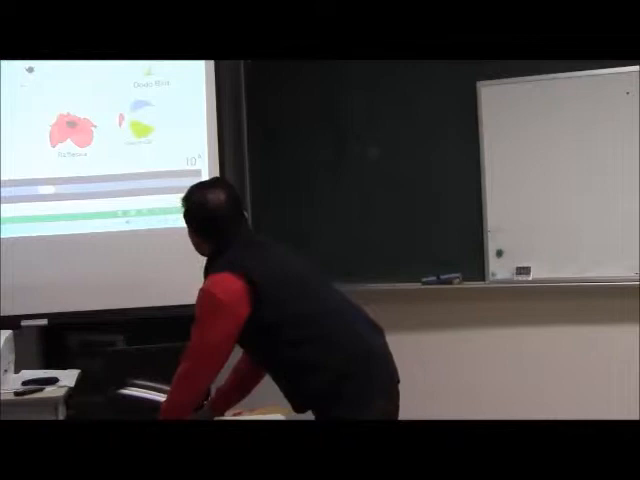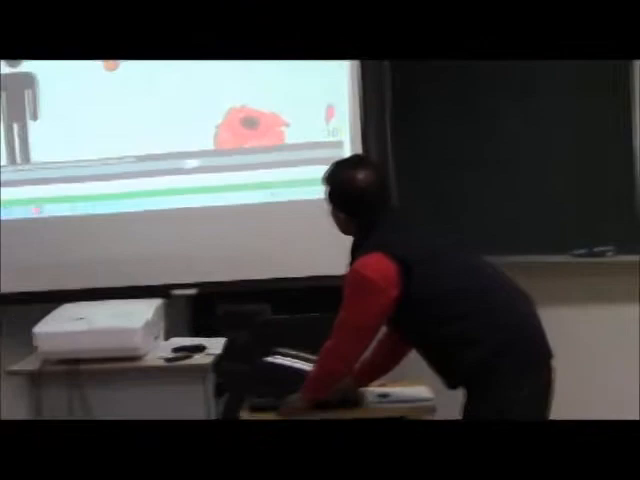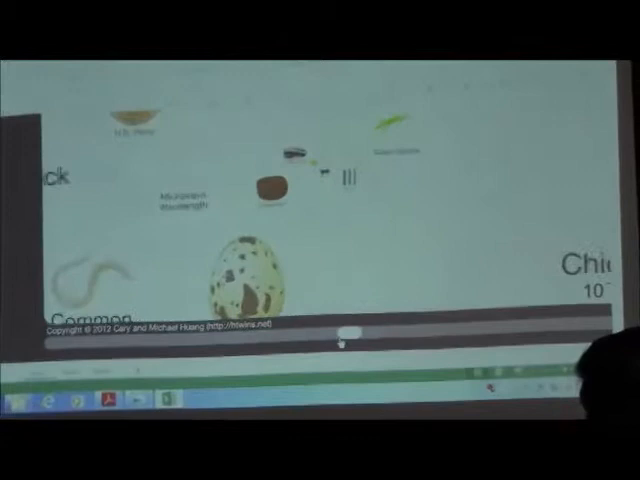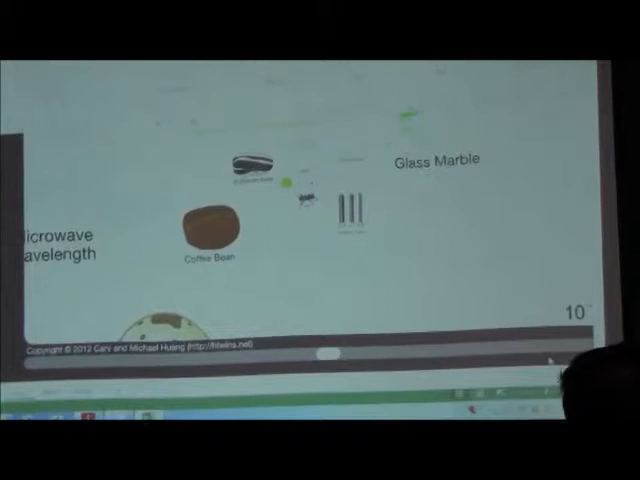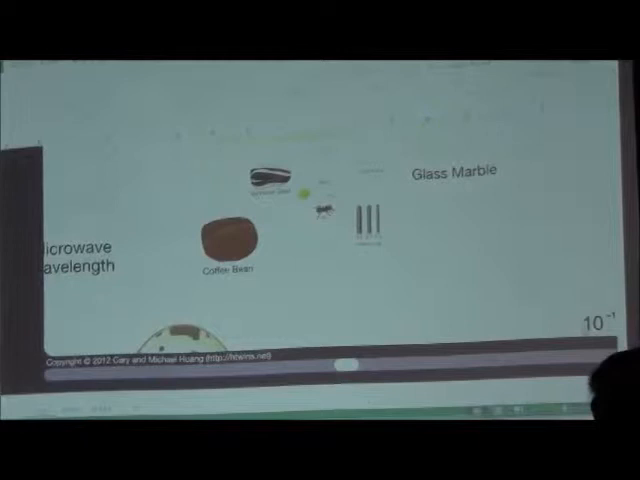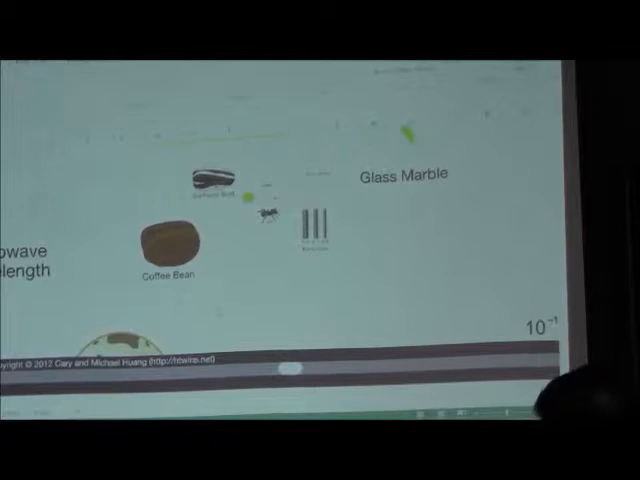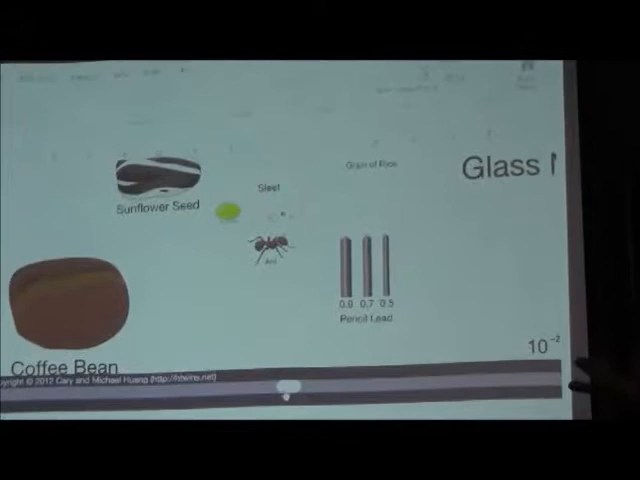I am just showing this, and you will literally see all the things. Now it is becoming smaller and smaller, and you see the size, chicken egg. I'll take the figure a little backward. Okay, now you are able to see the glass marble, 10 raised to minus 1, which cannot be 10 centimeter, but smaller. Now it may be showing the coffee bean. This way you can go up to 10 raised to minus 25. When I said minus 2, it is nothing but 1 centimeter, that is the glass marble.